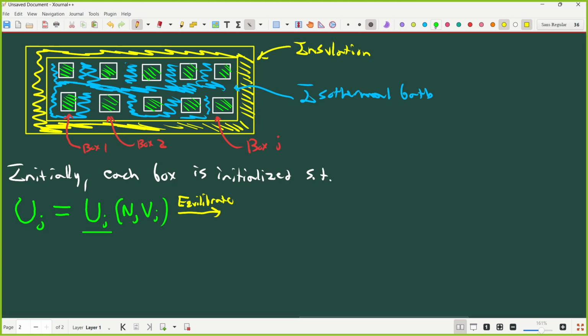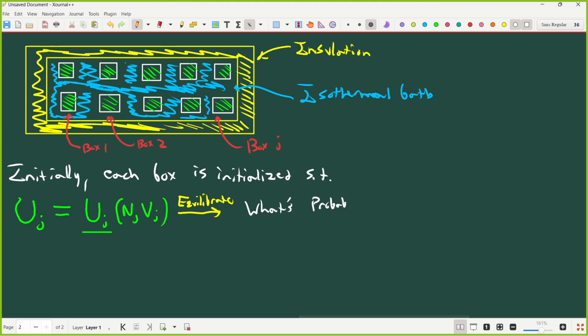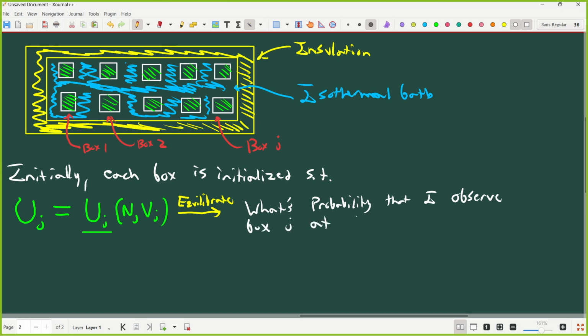So we're going to equilibrate. And then the question I want to ask is, what's the probability that I observe box J, or any box, at some energy E sub J? Any number I want.